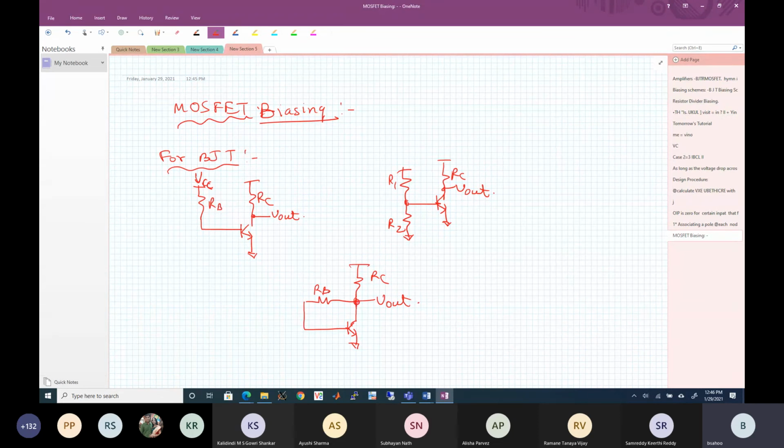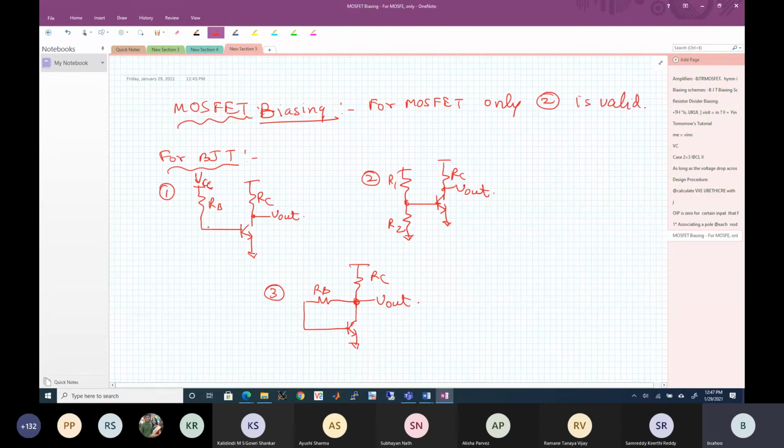Now, looking at these circuits, which one can we do for a MOSFET? Can we do this for a MOSFET? Let's call this first one 1, this is 2, and this is 3. For a MOSFET, only number 2 is valid. Why? Because the gate current is 0. So if I connect it through RB, then this will become VCC for a MOSFET. So this is not for a MOSFET.